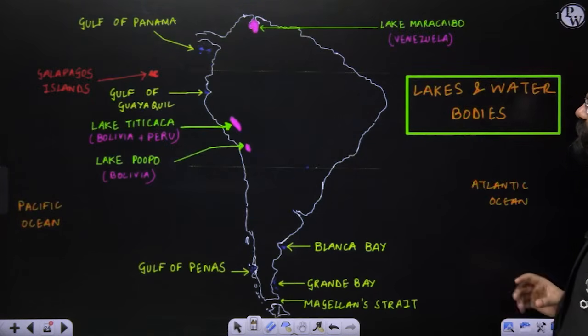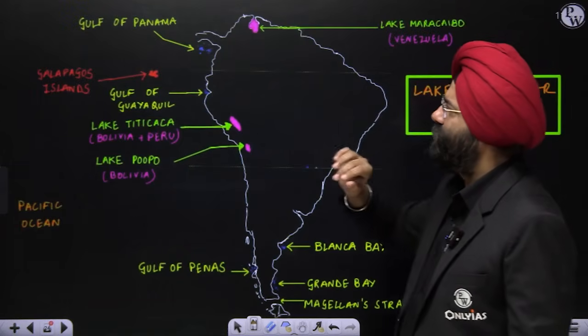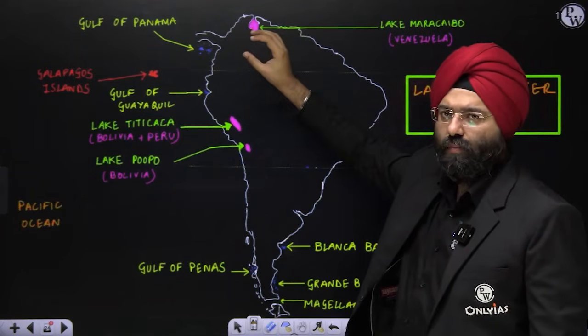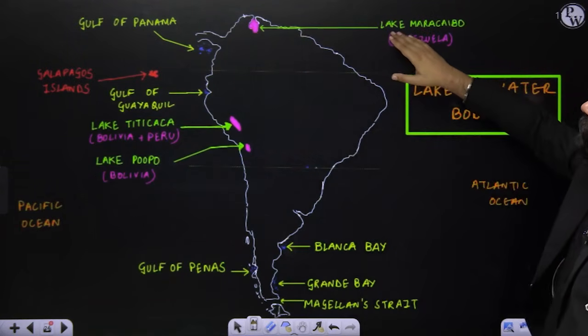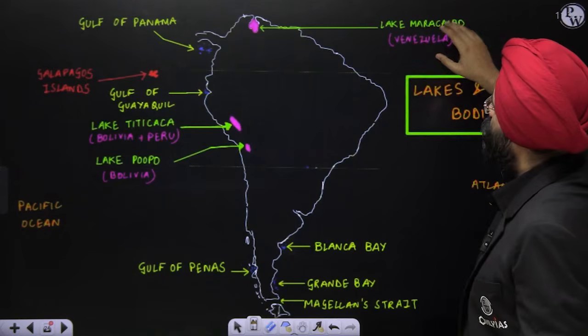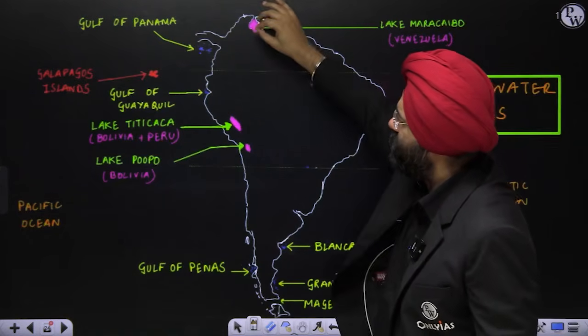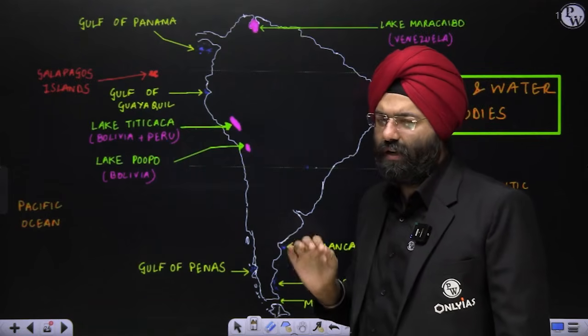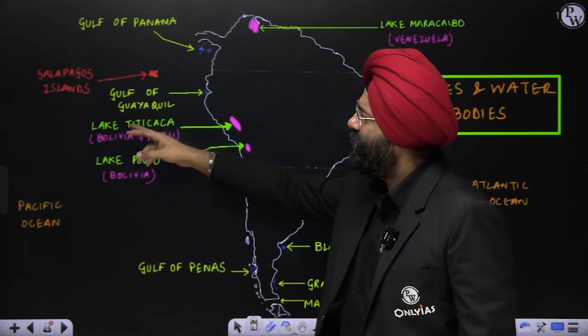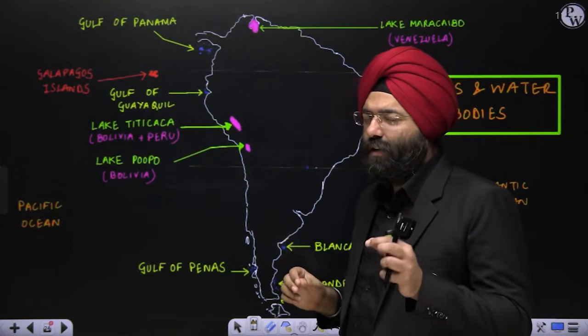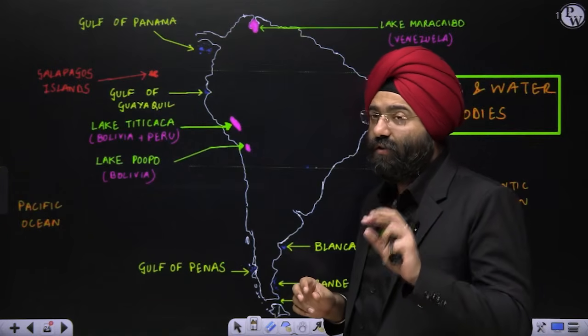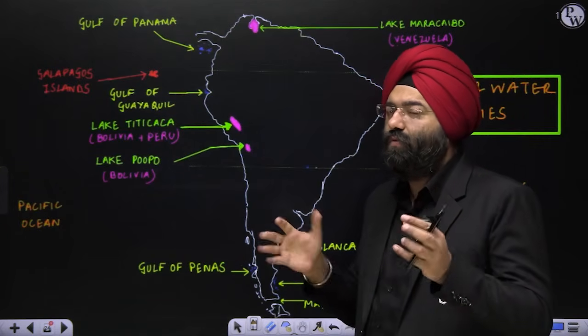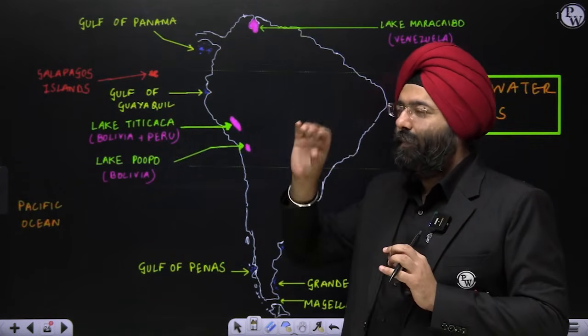Next comes the lakes and the water bodies. Let us see the lakes first of all. If you go to the north of South America, you will see an important lake, that is Lake Maracaibo, which is in Venezuela. If you come a little south, you will see Lake Titicaca. This lake has again been asked multiple times in your civil services. It is not associated with only one country. It is associated with two countries, and that is why it becomes important for UPSC, because they try to mention the names of the countries.